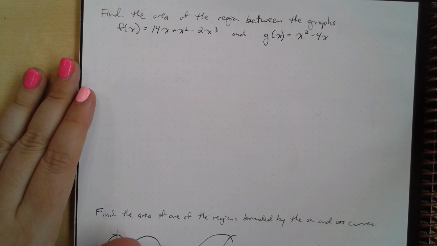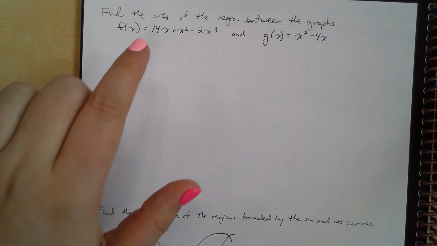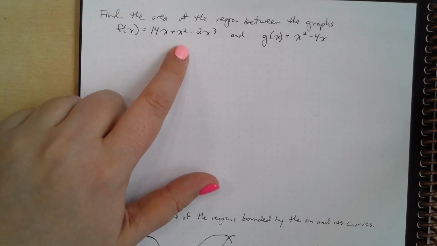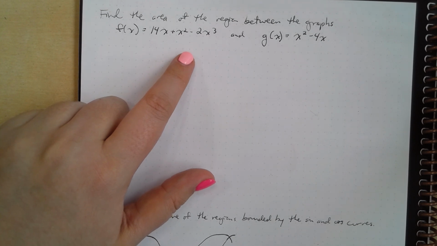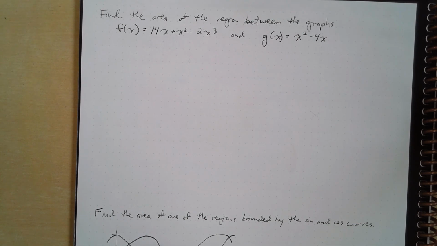We want to find the area of the region between the graphs f of x equals 14x plus x squared minus 2x cubed and g of x equals x squared minus 4x. Well, we could graph this, and actually, if I do graph this, I'm going to pause here while I graph these on my calculator.